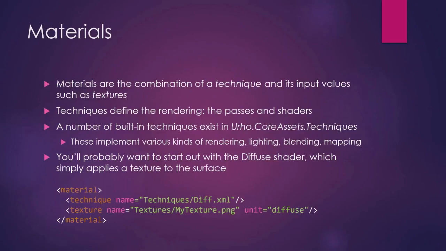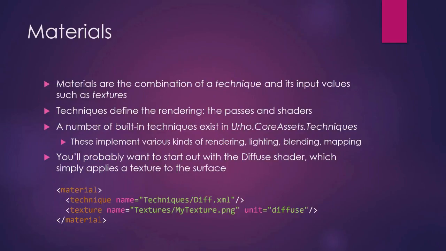Okay. So one of the other core concepts that you need to know is materials. When you have models in your scene, the material is what's used to actually render that model to the screen. So you apply a material to the model, and the material is what handles essentially what the surface of that model looks like.